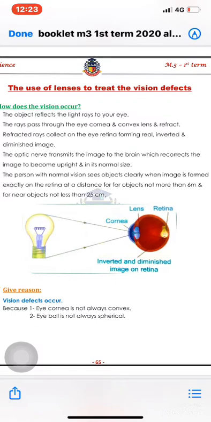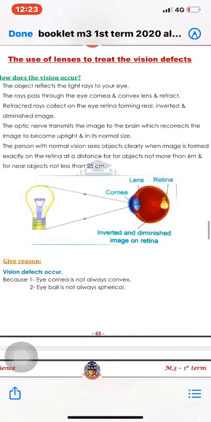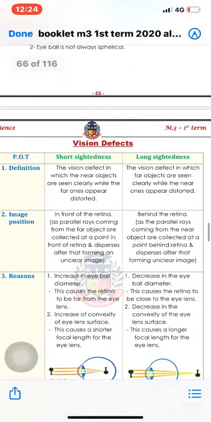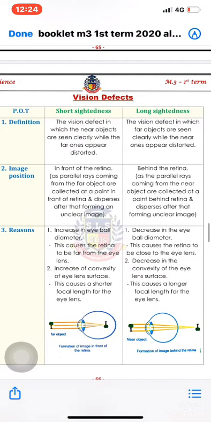Why does the vision defect occur? The vision defect occurs when the eye cornea is not always perfectly convex, okay? Or number 2, the eyeball is not always spherical. The eyeball is not spherical enough or not perfectly spherical, okay? We have 2 types of vision defects. Number 1, short-sightedness. Number 2, long-sightedness. What do we mean by short and by long-sightedness?